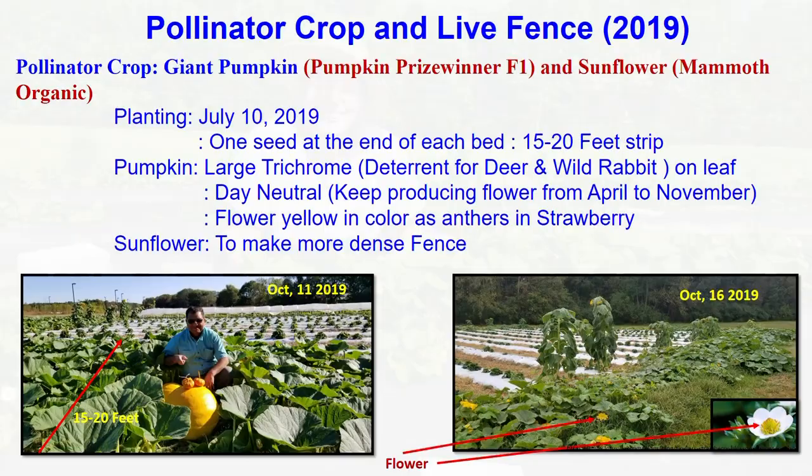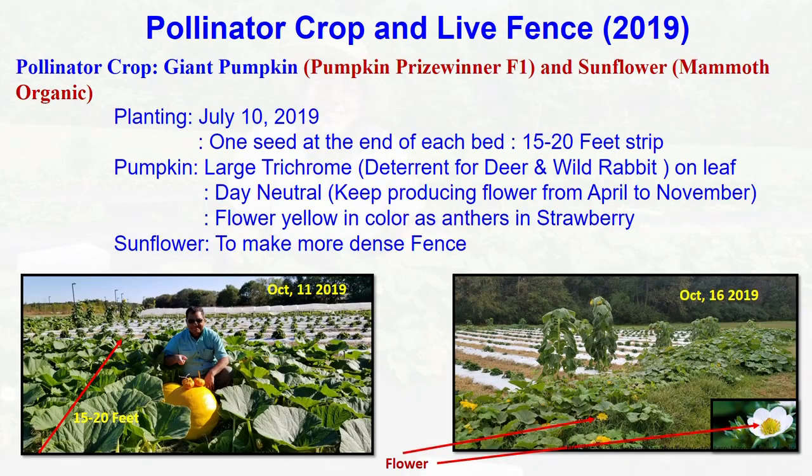You can ask me more questions later on. So last year someone asked me, okay, Naveen, you are growing day neutral strawberries, but during the fall season, how will you provide more pollinators? So what I did last year, I grew pumpkin all around my strawberry field, and these are not June bearers, these are day neutrals.